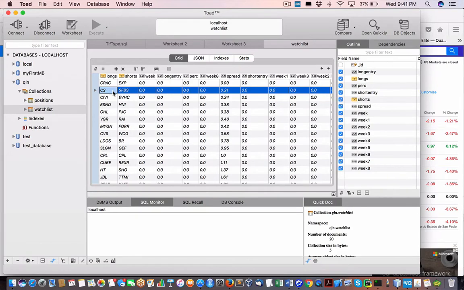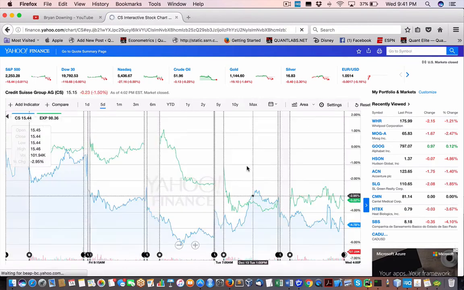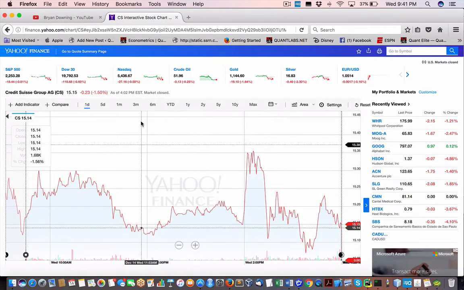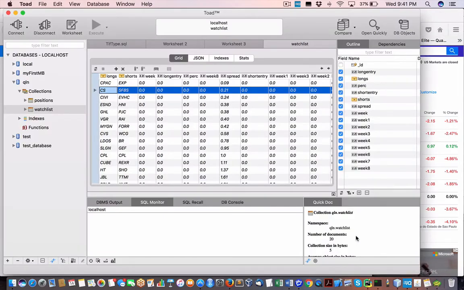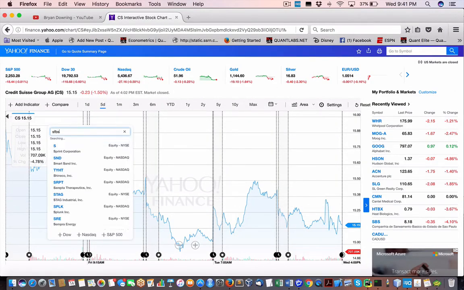So our next combo is CS, the long. Remember, that's blue. Blue is the long. Okay, so I'm going to get rid of that. So here's our, it's a 1-year chart. So what's our short looking like? SFBS, the short.